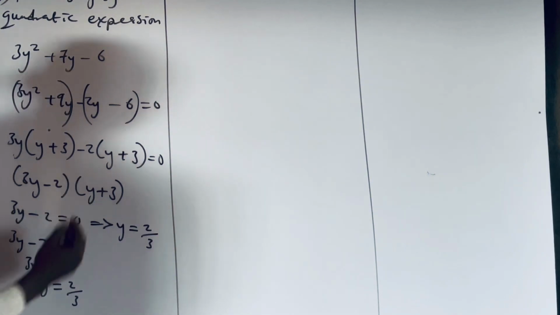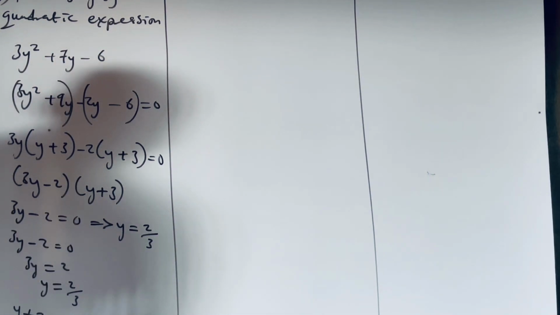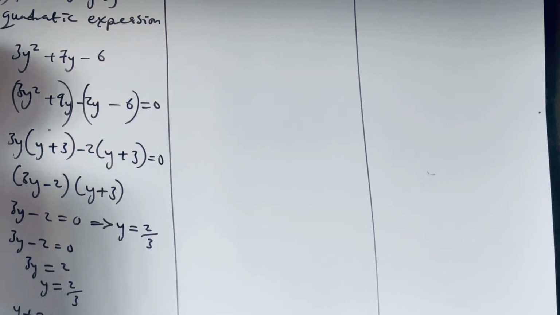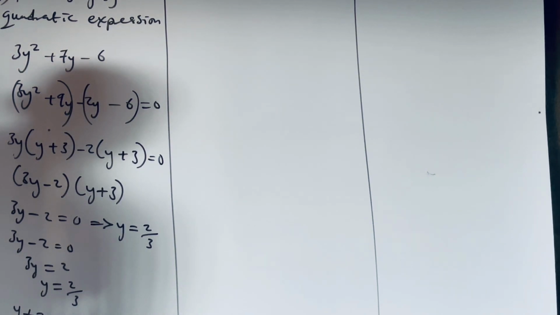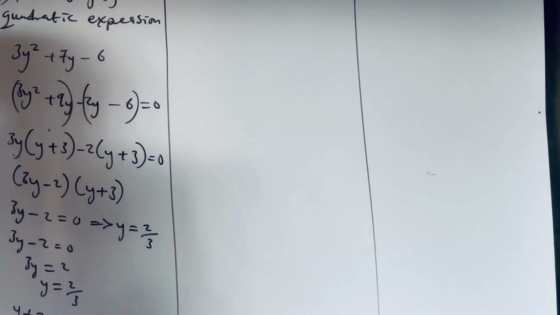The next one, we have y plus 3 equal to 0, which implies that y is equal to minus 3. Final answer: therefore, y is equal to 2 over 3 or minus 3. Did you get? So that is factorizing by quadratic expression.